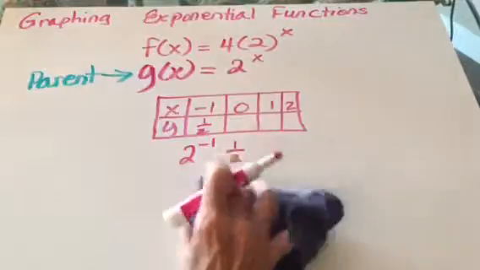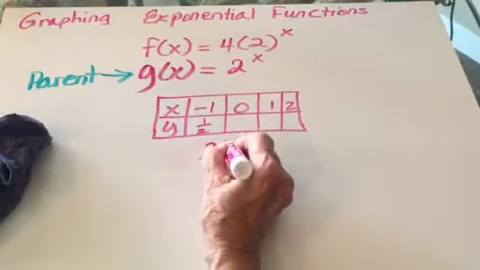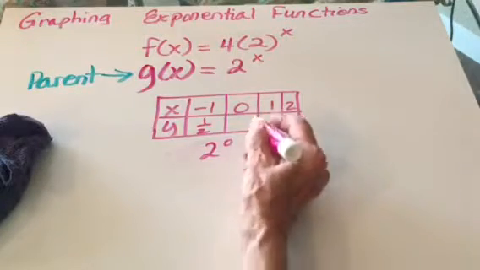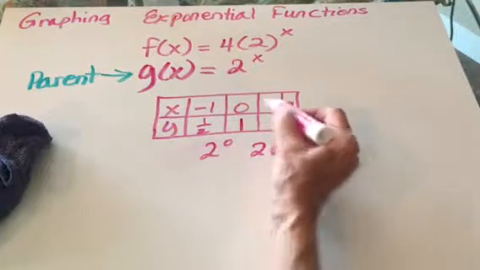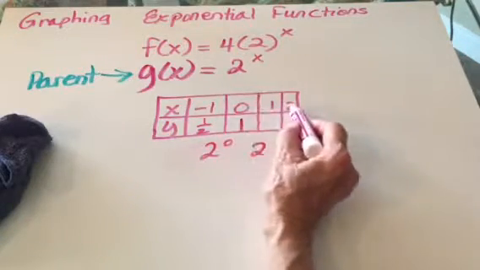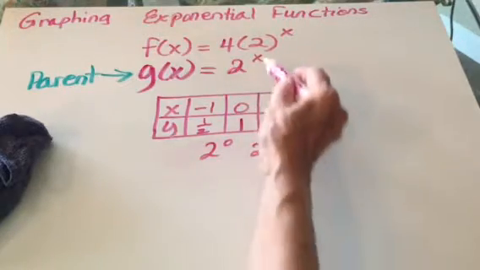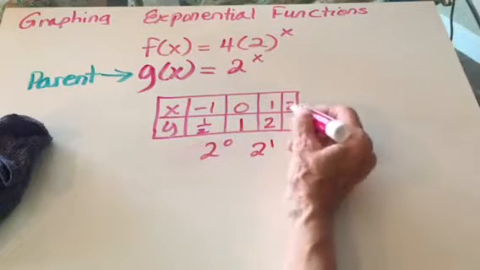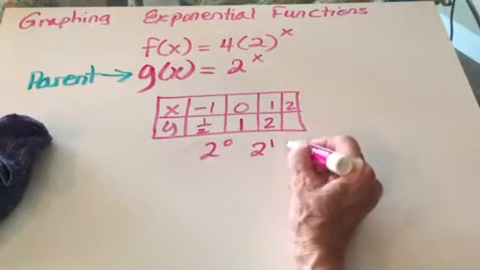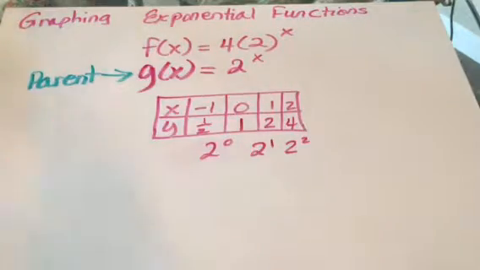What is 2 to the 0 power? Do you remember this? That's 1. You see what we're doing? We're putting these x numbers in for the x. So what is 2 to the 1 power? Well, that's just 2. And what is 2 to the 2nd power? Well, that's 4. Okay, so that is the parent function.